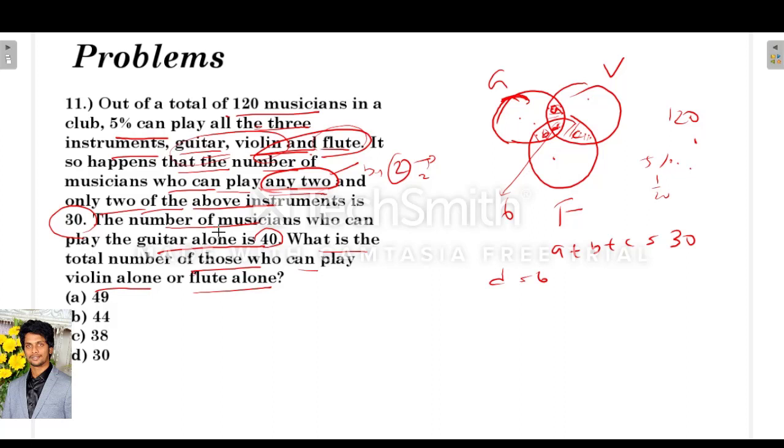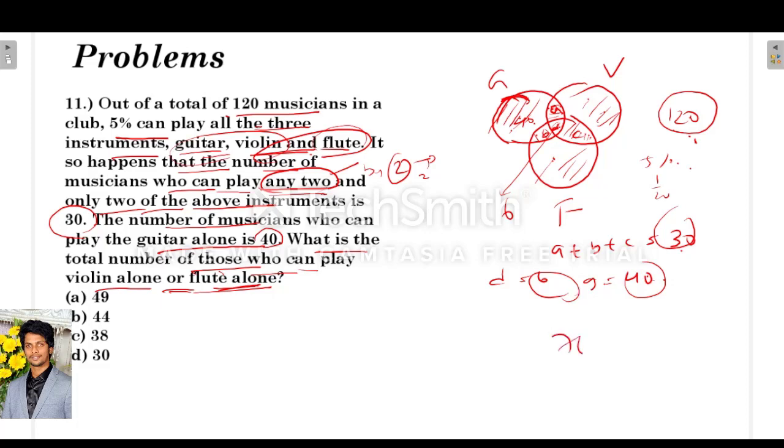So now they are telling the musicians who can play guitar alone. See this thing, guitar alone means this thing is 40. So let us say that G is equal to 40. So now they are asking what is the total number of those who can play violin alone or flute alone. So they are asking this plus this. So we have to subtract all this from 120. Then we will get those who can play violin alone or flute alone. So let us add all this. So 30 plus 40 is 70 plus 6, 76.